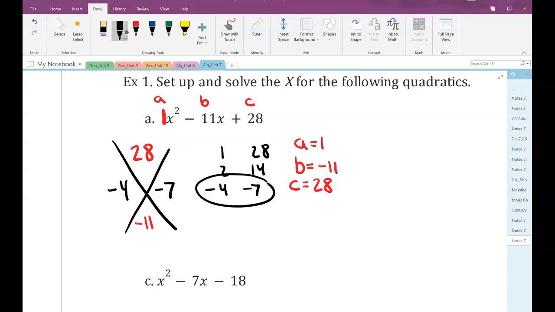Where did you get negative 4 and negative 7? Well, first 4 and 7 multiply to 28, but we need them to add to negative 11. So we make both of them negative. They still multiply to a positive number, but now they add to a negative number.